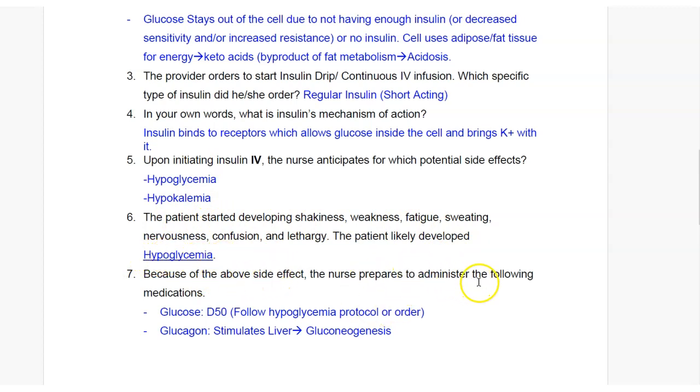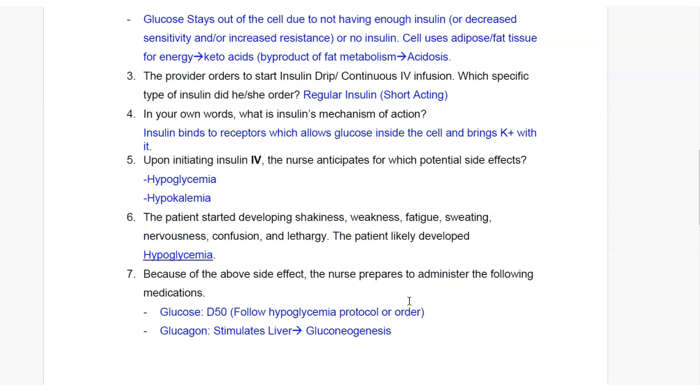The nurse prepares to administer the following medications. So based on our conversation in class, what medications can we give our patient? The patient is already confused and lethargic. It's not very safe to give a lethargic patient something through their mouth because, again, as we talked about, they can aspirate. So our options are collaborating with the registered nurse, communicating with them so that they can administer D50.